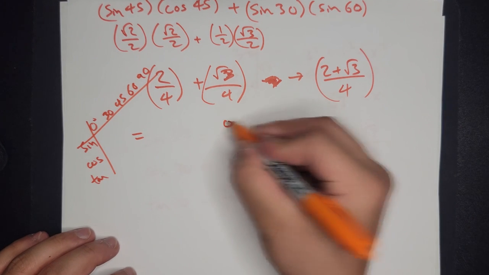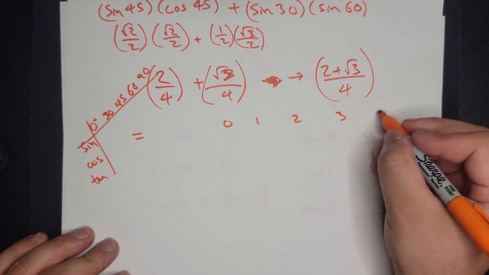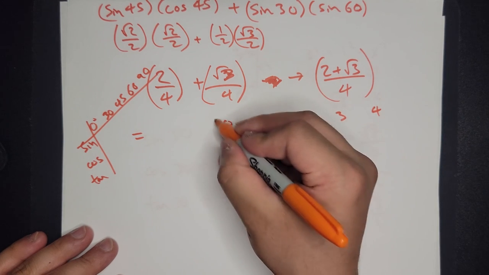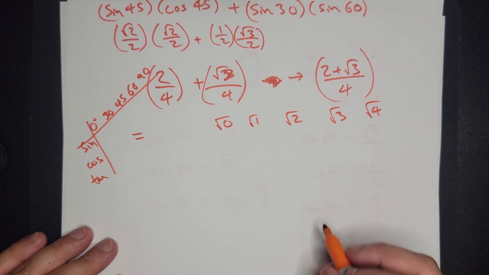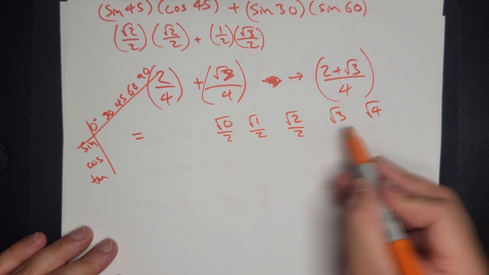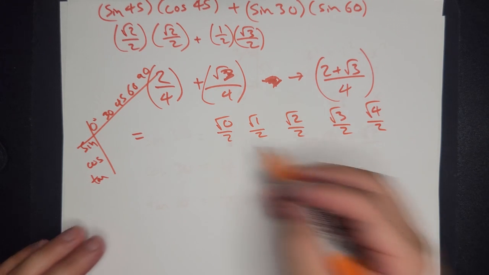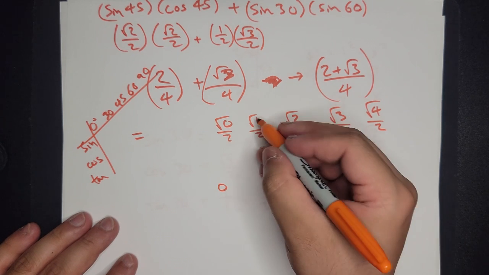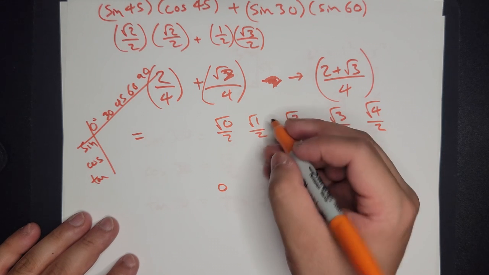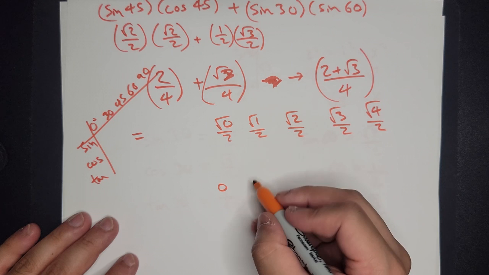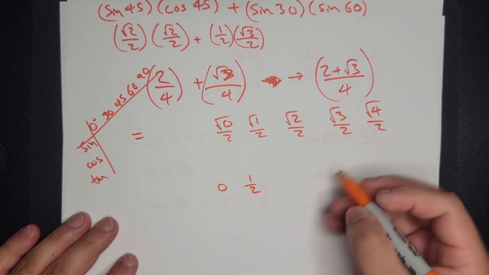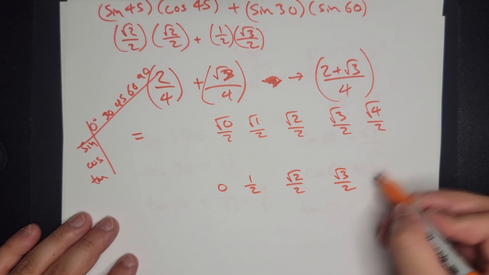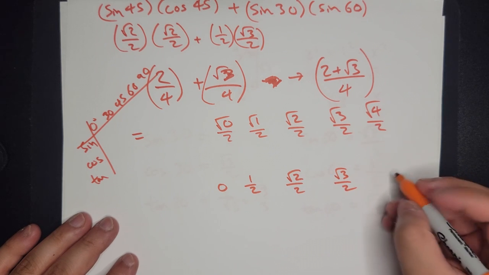I just write down 0, 1, 2, 3, 4. Square root them all, and then put them over 2. Now let's just evaluate these quickly. 0 over root 2 is 0. Root 1 over 2 is 1 over 2, because the root of 1 is 1. Root 2 over 2 doesn't get simpler. Same with this one. Root 4 is 2, 2 over 2 is 1.